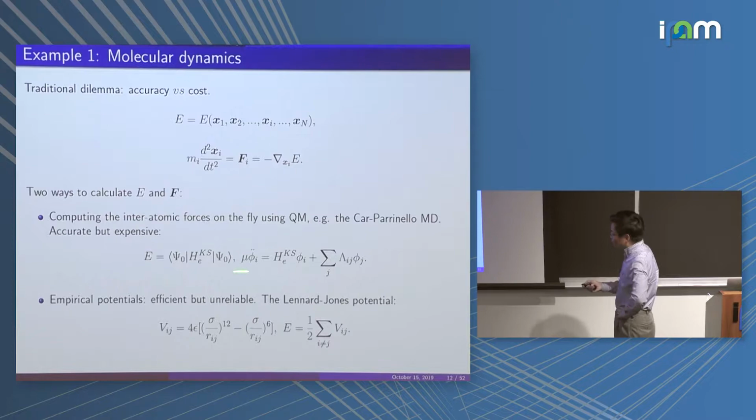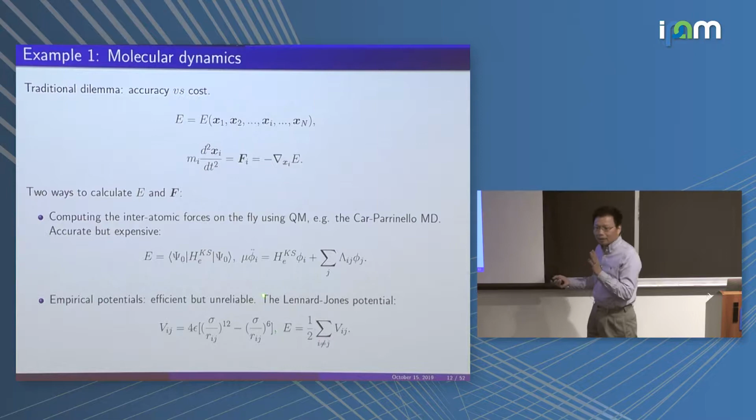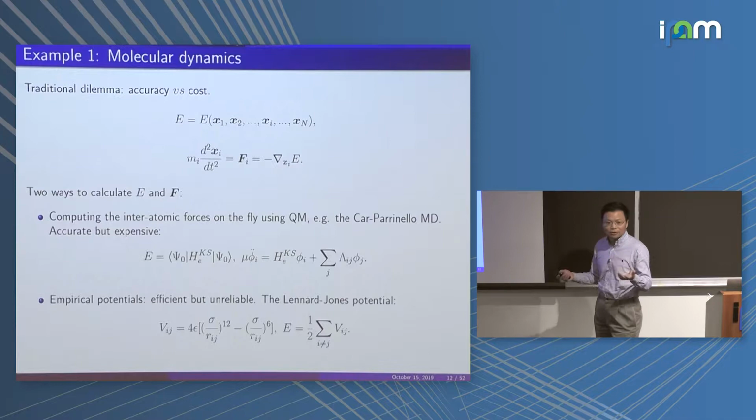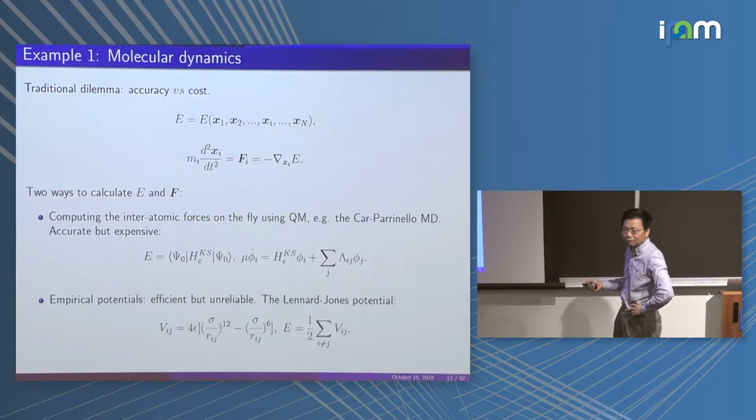The other extreme is that, forget about quantum mechanics, let's just try to cook up an empirical potential that should model our system. For example, this is the well-known Lennard-Jones potential, but there are much more complicated potentials, EAM, Tersoff, Brenner, all that stuff. So this is very efficient, much more efficient than this, but then it's not very reliable. So this is where you need to do a lot of tricks and you call it intuition or your experience, or whatever. But in the end, they're still not very reliable, particularly considering the fact that the data that goes into these models are very limited.